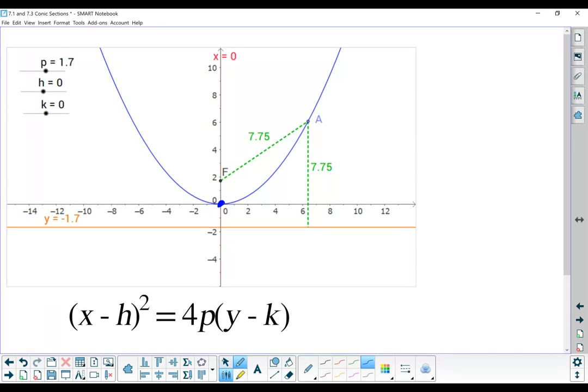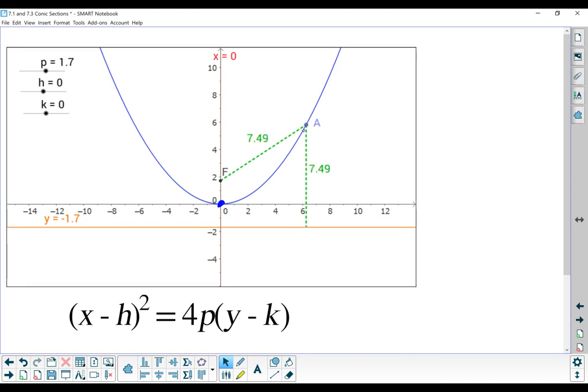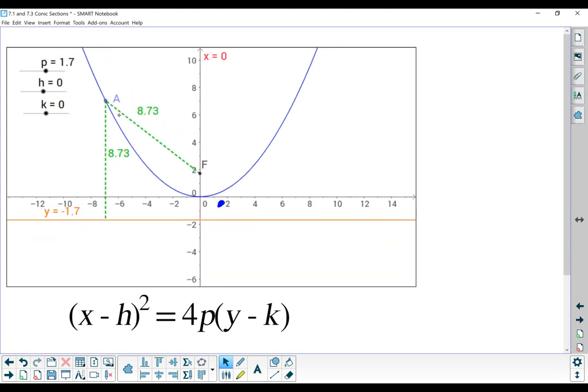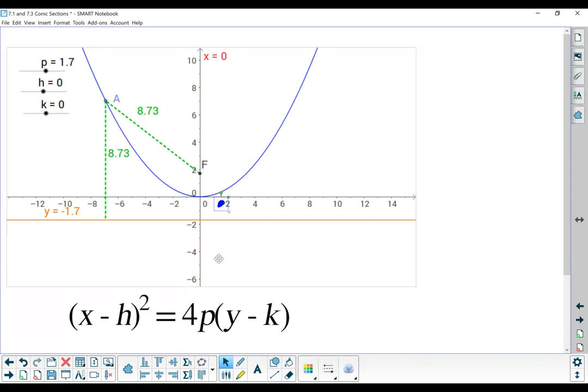So every single point on a parabola is the same distance away from its focus as it is from the directrix, that orange line. So if point A is up here, it's 8.73 units away from the focus, and it's 8.7 units away from the directrix. So it's kind of an interesting definition.